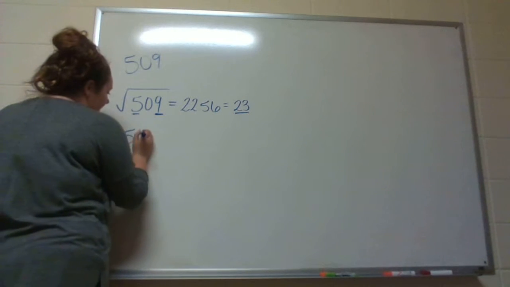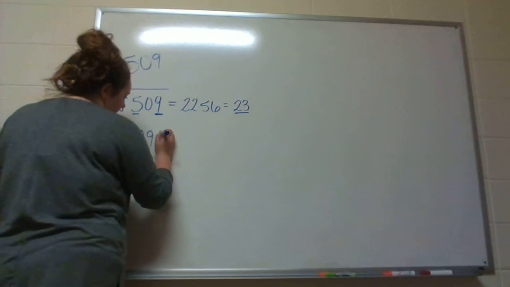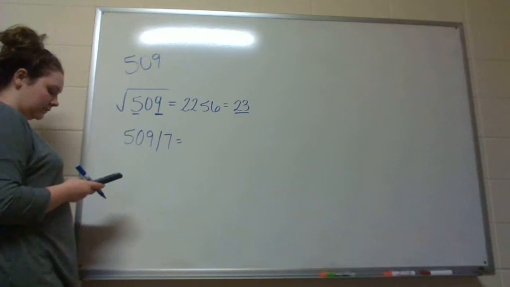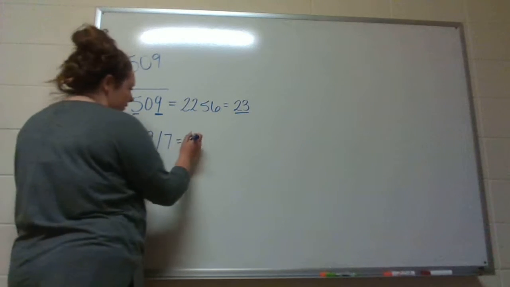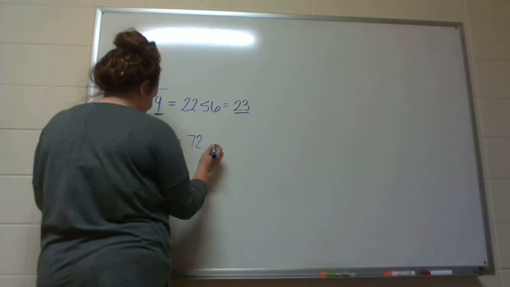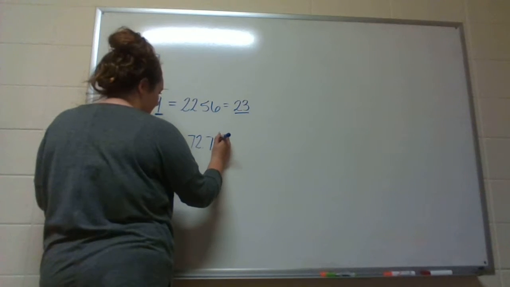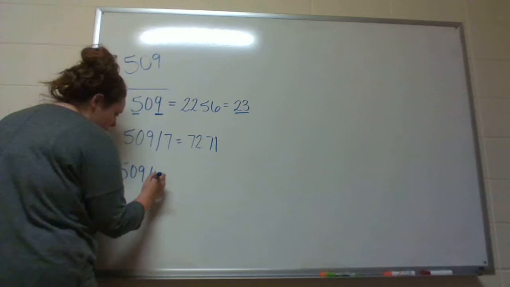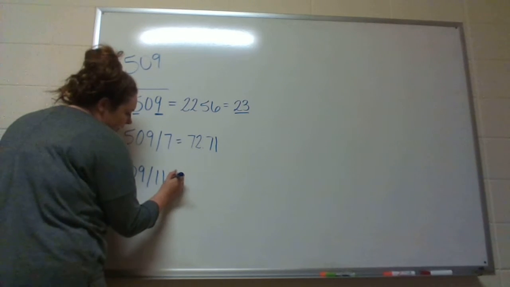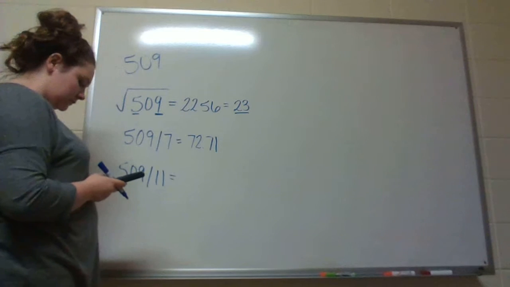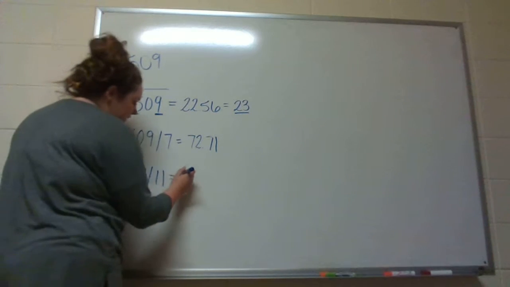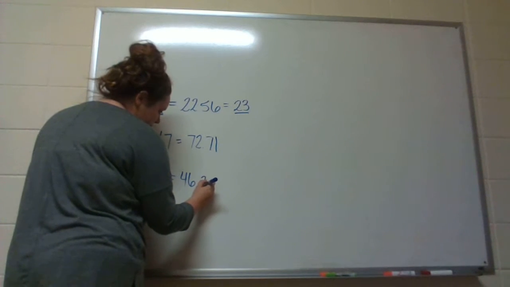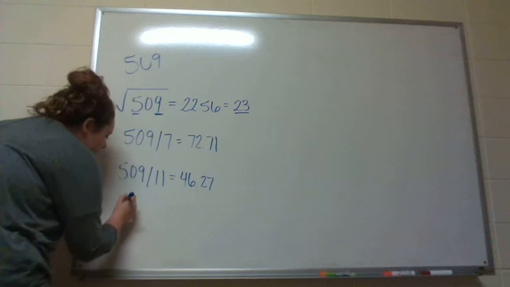So we will start by dividing it by 7, which is 72.71. Next we have 11. 509 divided by 11, which is 46.27.